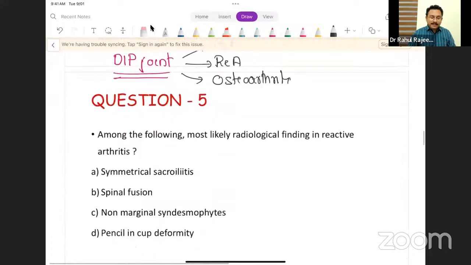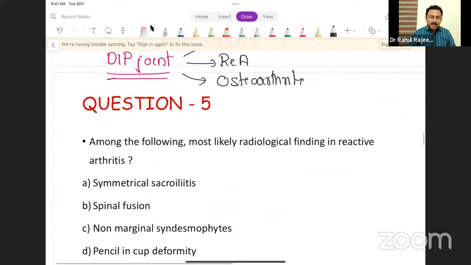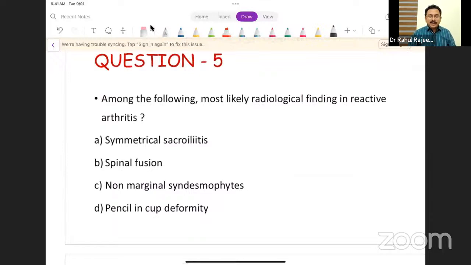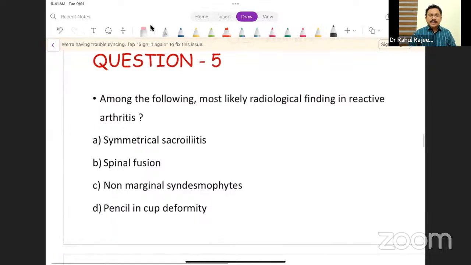Next, coming to question number 5. Among the following, the most likely radiological finding in reactive arthritis: is it symmetrical sacroiliitis, spinal fusion, non-marginal syndesmophytes, or penicillin cup deformity? I'm sure most of my students listening to this would have straight away eliminated option D, penicillin cup deformity, because this is a finding that is associated with psoriatic arthritis. So it is between the first 3 options.